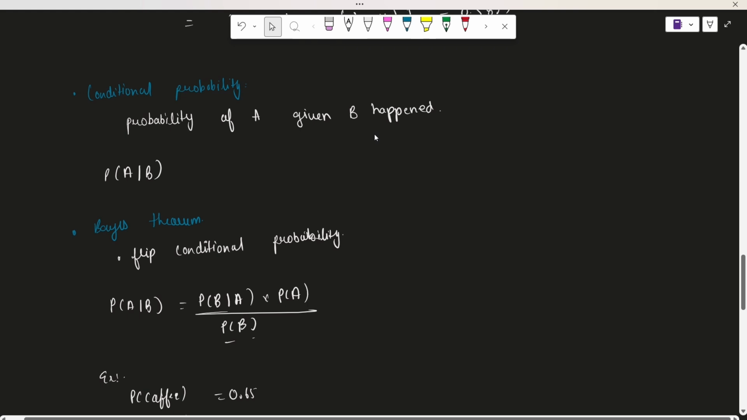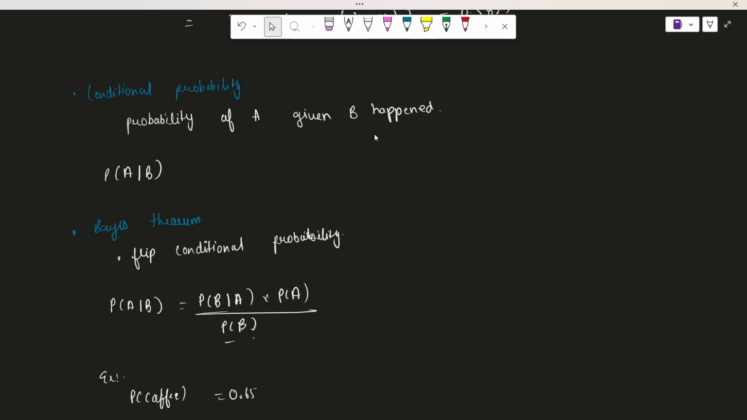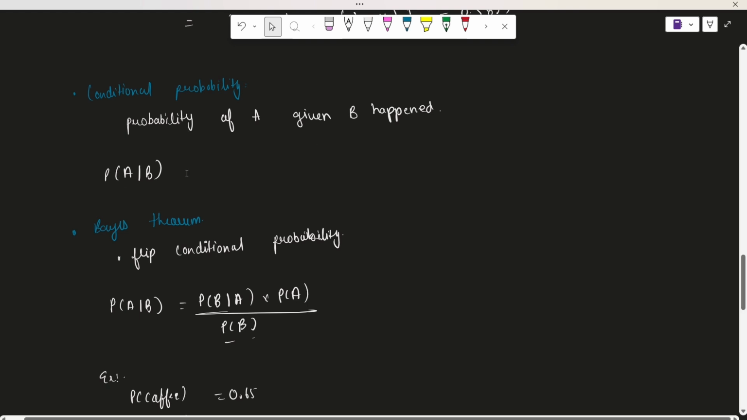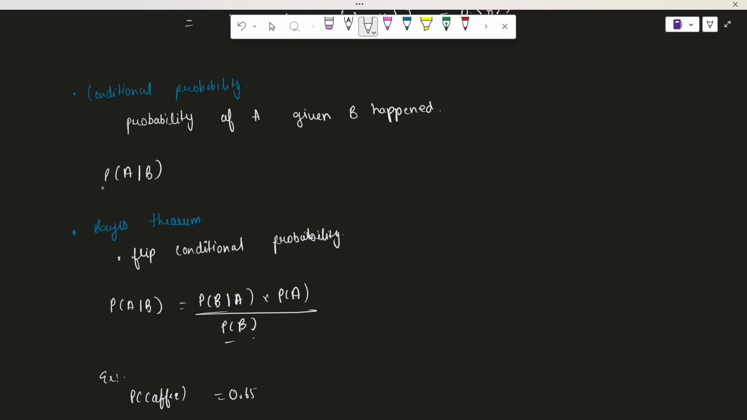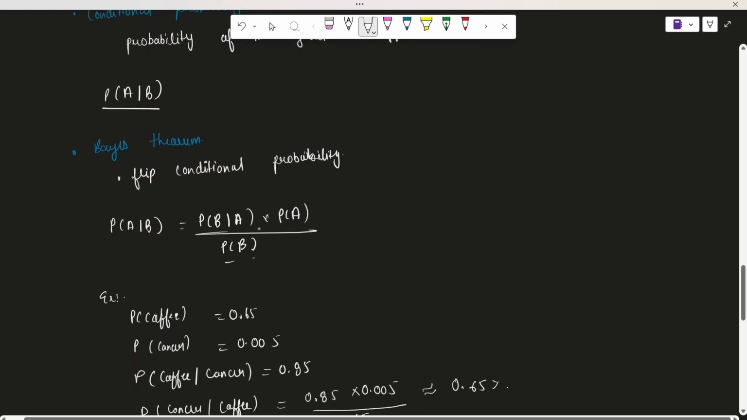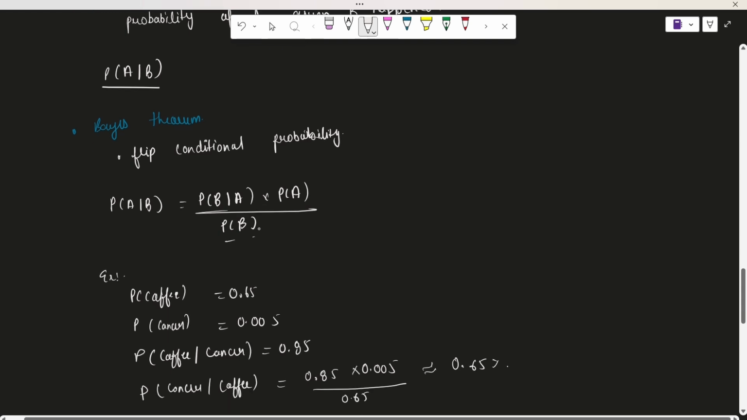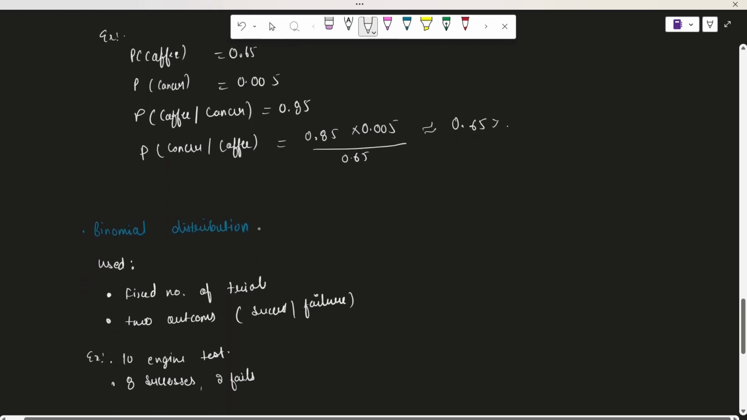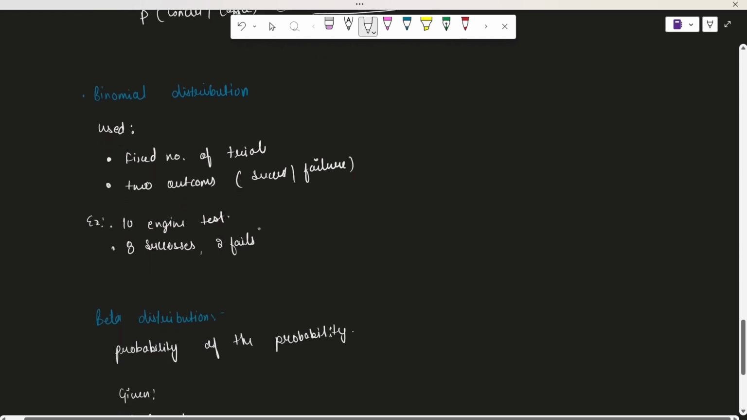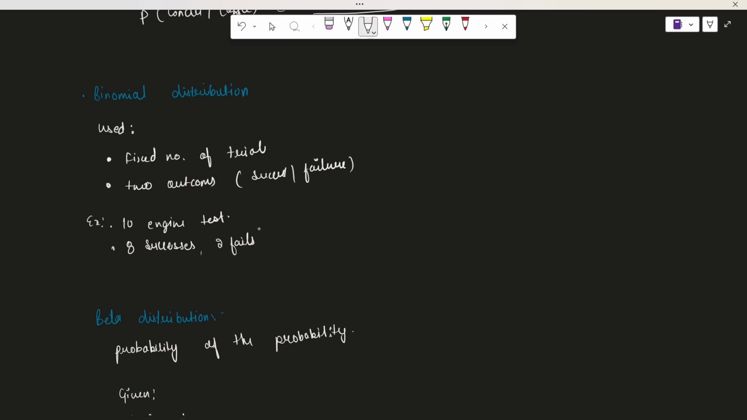Then we have conditional probability. We are given some condition, and on that condition we find a probability. So we say probability of event A given event B happens. This is the notation for how we write the probability of A with respect to B. Then we talked about Bayes' theorem, which is basically a flip of the conditional probability. Then we have binomial distribution. For binomial distribution, two conditions need to be satisfied. First, there must be a fixed number of trials, and second, there will be only two outcomes that represent success and failure.